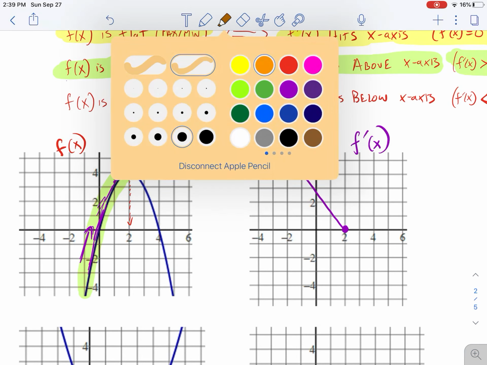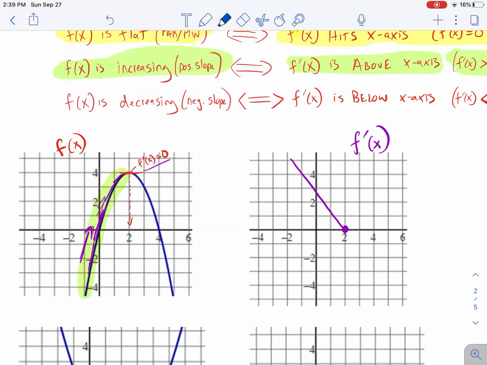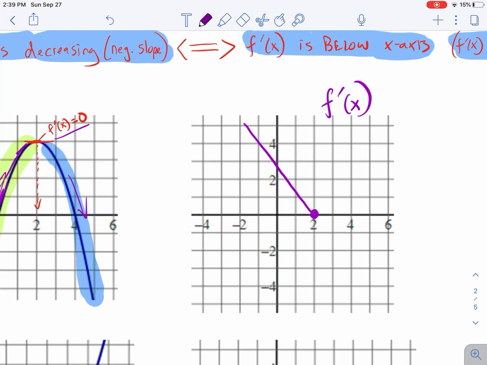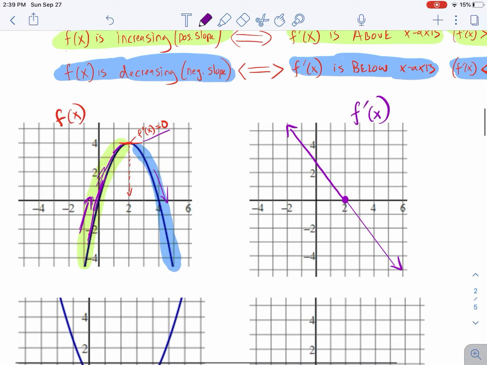Now, how about, let's use blue. Now, what happens when f of x is decreasing? When there's a negative slope? Well, that'd be everything, look, after this. When you read it left to right, it's decreasing, it's going down. Right? All these slopes are negative. So then the graph of the derivative is below the x-axis, aka f prime of x is less than 0. So after 2, because we know it hit 0 at 2, after 2, there you go. It's all below the x-axis.